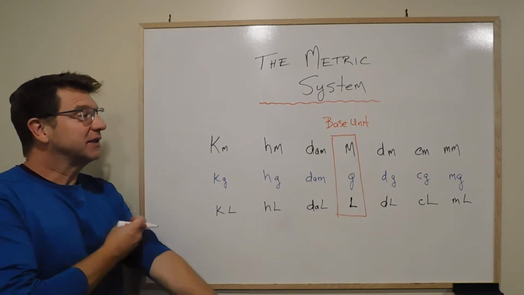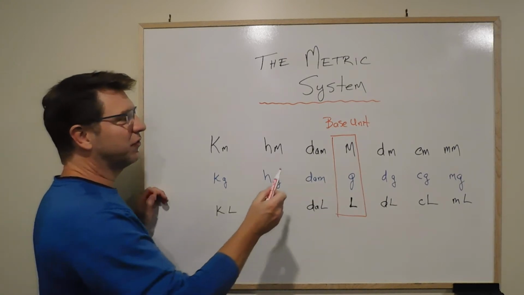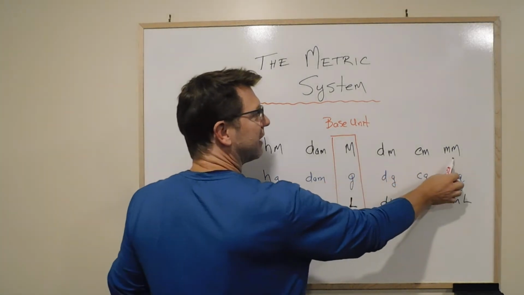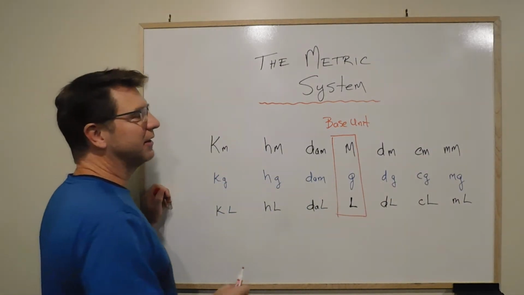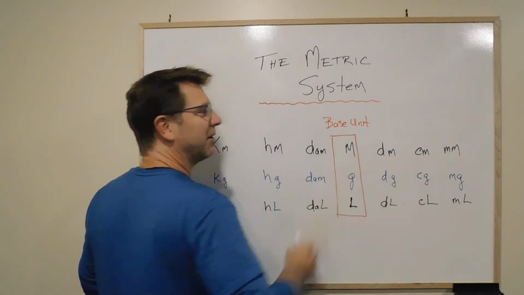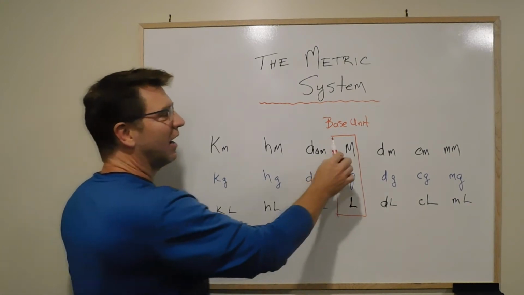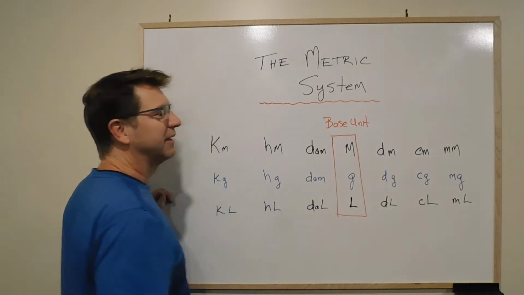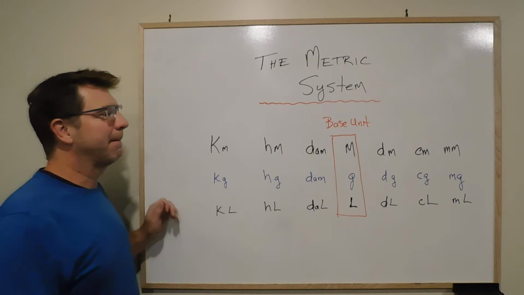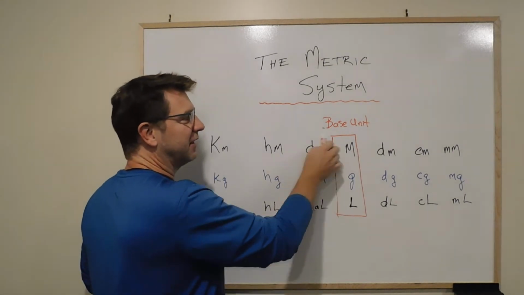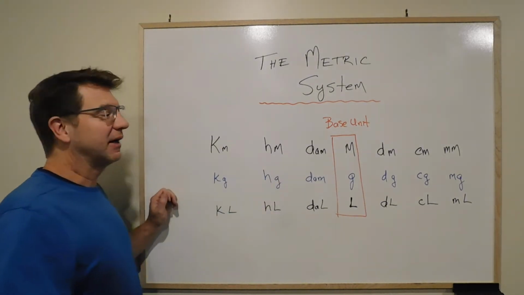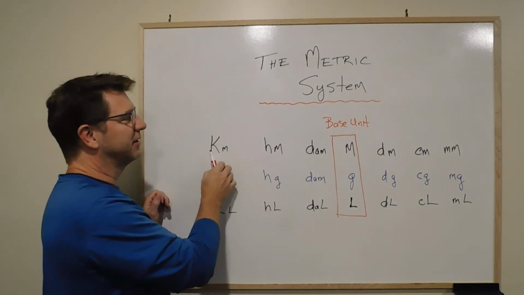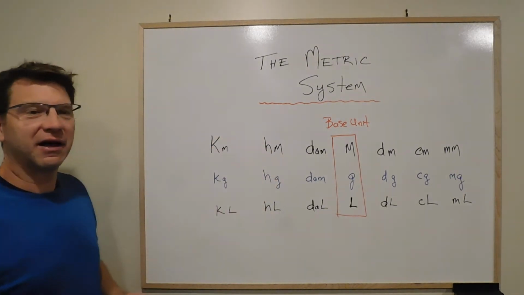And what you'll notice is everything is a factor of 10. So starting here, a centimeter is 10 times as big as a millimeter. A decimeter is 10 times as big as a centimeter. A meter is 10 times as big as a decimeter. Okay? A decameter is 10 times as big as a meter. A hectometer, 10 times as big as a decameter. And a kilometer, 10 times as big as a hectometer.